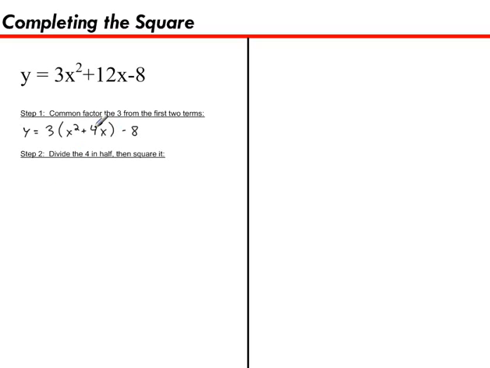The next step, I need to look at this 4 inside the bracket, and I'm going to cut it in half, or in effect divide it by 2, which will make 2. 4 divided by 2 is 2. Then I square that number, which will give me 4, and I'll write it like this. Y equals 3. I more or less keep everything the same as I had in step 2, plus 4x. Then I write plus 4 and minus 4 inside the bracket. So I took this number, divided it by 2, then squared that number, and I got 4, plus 4 and minus 4. And I keep the minus 8 at the end.